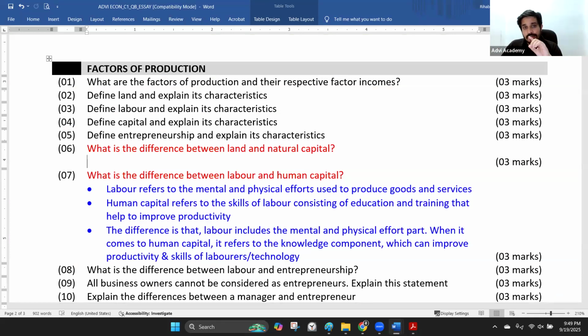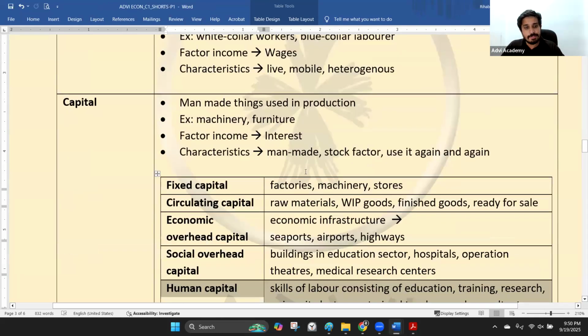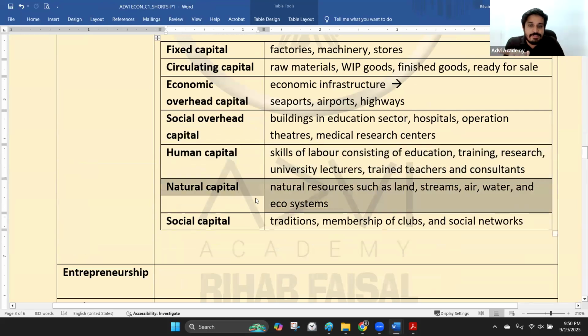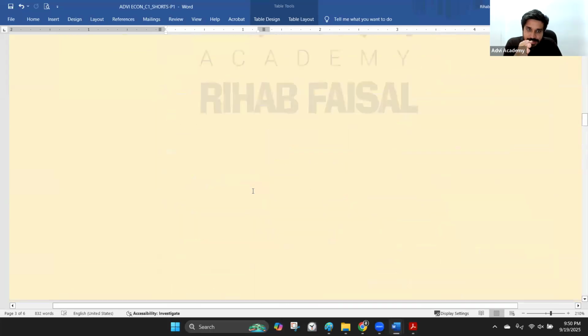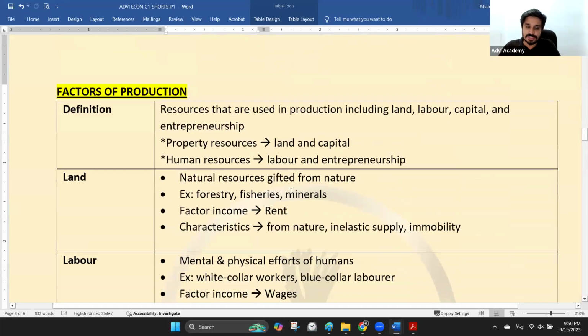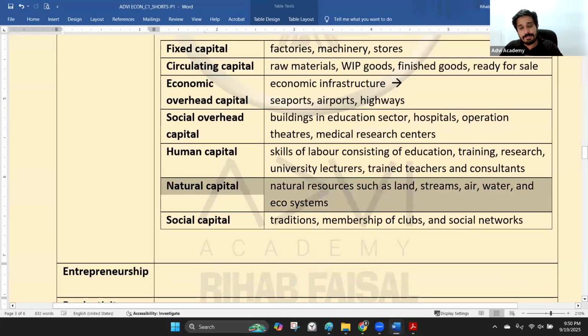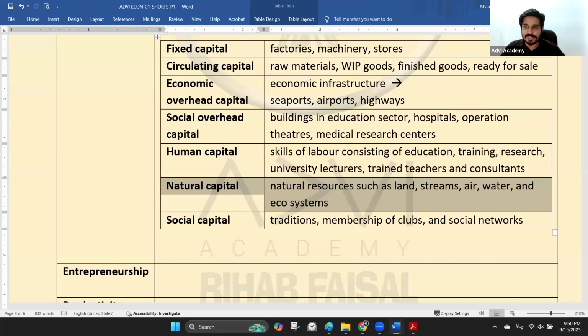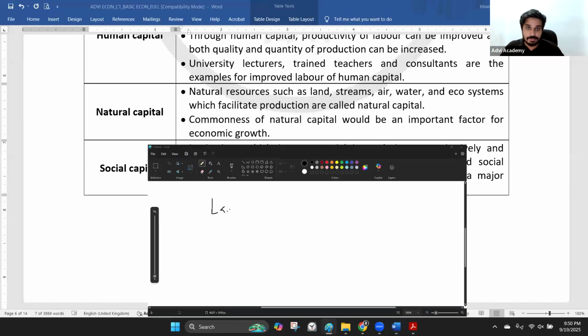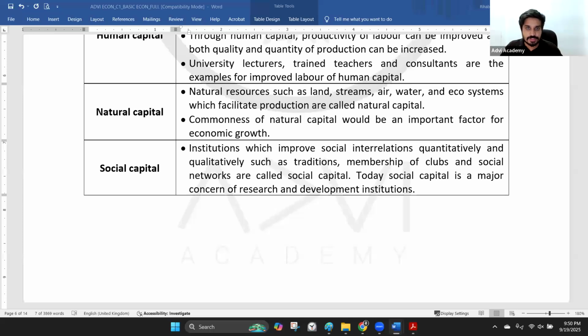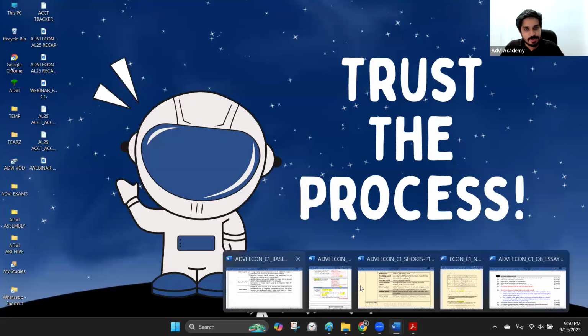Now listen. Again, if you come back to this natural capital part, natural resources such as land, streams, air, water, and ecosystems. Did you not tell us that land is natural resources? If land is also natural resources, and if natural capital is also natural resources, then why is natural capital under capital? You should ask your teachers these questions, by the way. I'm assuming they will know the answers to this. I hope they know the answers to this. But that's a good question to think about.